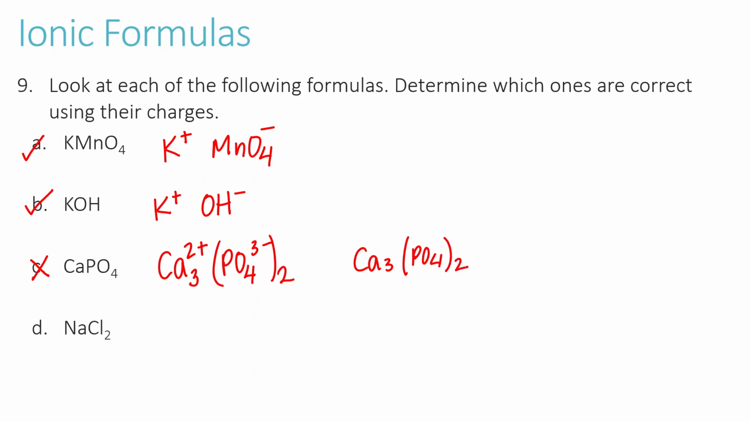Next up we have NaCl. Na has a +1 charge, Cl, chloride, has a -1 charge. So my formula should be just NaCl, not NaCl2.